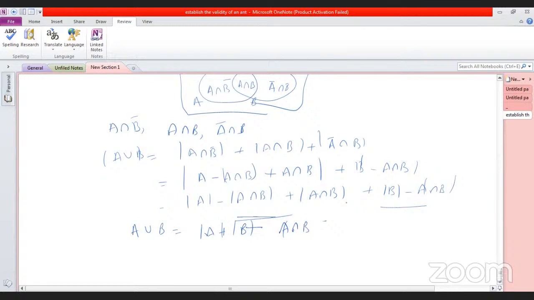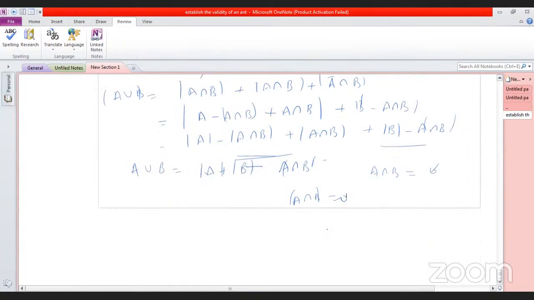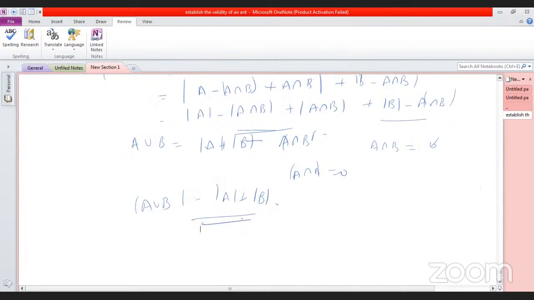If A and B are disjoint sets, then A intersection B is empty, therefore the modulus of A intersection B is equal to 0. The principle of inclusion and exclusion reduces to A union B equal to modulus of A plus modulus of B. This is called the sum rule.